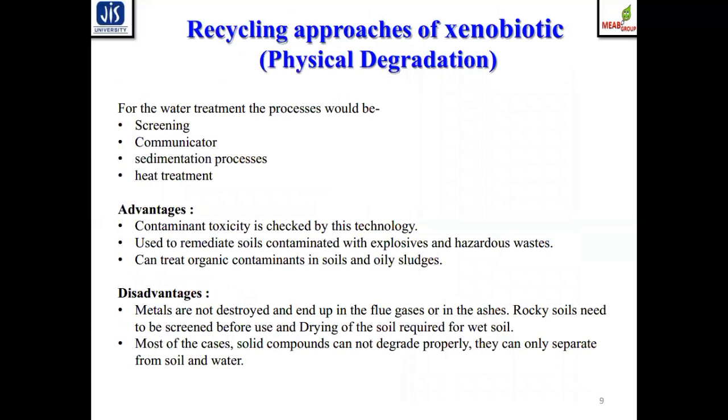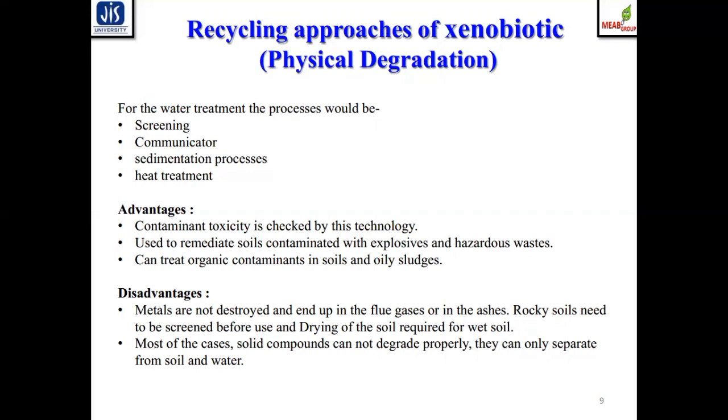For water treatment, physical degradation includes screening, comminution, sedimentation approaches, and heat treatment. As you know, each and every technique bears some merits and demerits. Physical degradation also has different advantages for recycling xenobiotic compounds. Contaminant toxicity is checked by this technique. It is used to remediate soil contaminated with explosive and hazardous waste. It can treat organic contaminants in soil and oily sludges.